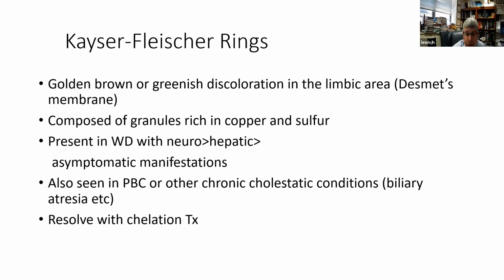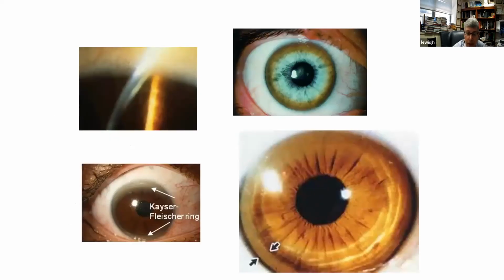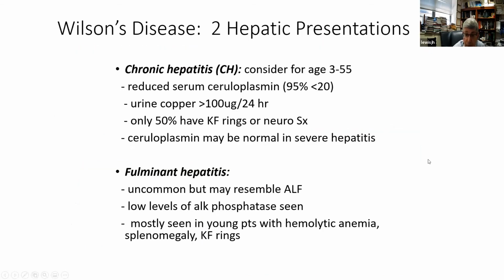The Kaiser-Fleischer rings are composed of these copper and sulfur-rich granules. They're seen more often in patients with neurologic disease than hepatic disease. And here are some examples of the Kaiser-Fleischer rings. On a slit lamp, they can be seen. They can sometimes be seen with the naked eye, but it often takes an ophthalmologist.